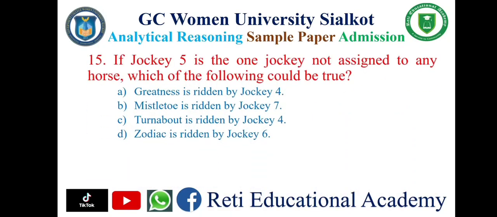Question number 15. If jockey 5 is the one jockey not assigned to any horse, which of the following could be true? A. Greatness is ridden by jockey 4. B. Milestone is ridden by jockey 7. C. Turnabout is ridden by jockey 4. D. Zoidek is ridden by jockey 6. And the correct answer is D. Zoidek is ridden by jockey 6.